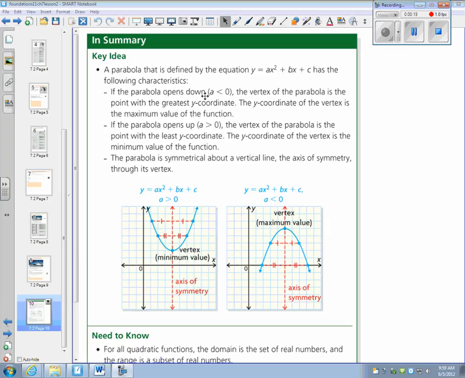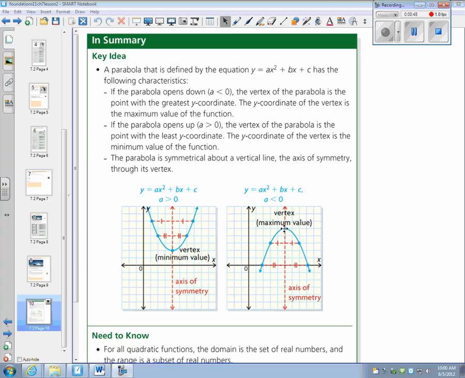The parabola opens down if a is less than 0. So if it's negative 3x squared, it's going to open down. It's going to look like this second graph. Okay? The vertex of the parabola is the point with the greatest y value. So if you look at all of these y values here, it looks like the greatest y value is there. So when a is less than 0, when a is a negative number, it opens downwards, and that's a maximum value.